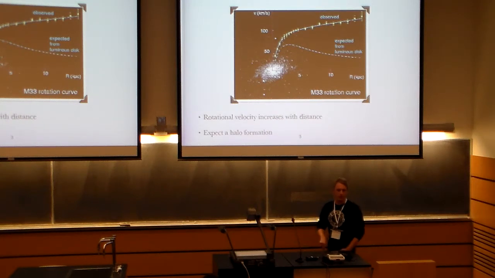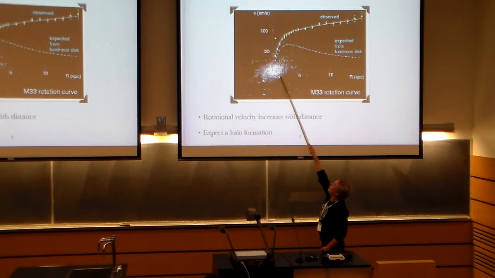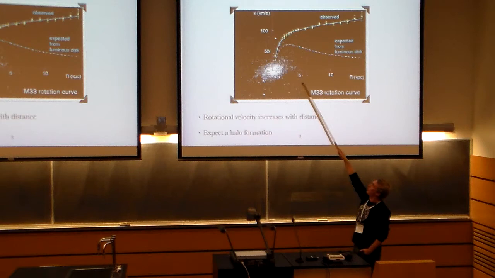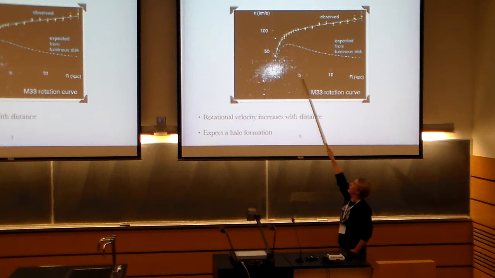There's some evidence that I have for it. As you go further away from the center of a galaxy, you would expect the velocity of the matter inside there to drop off, but in actuality, we see the speed increasing. And so you would expect some sort of dark matter halo formation around the center of the galaxy.